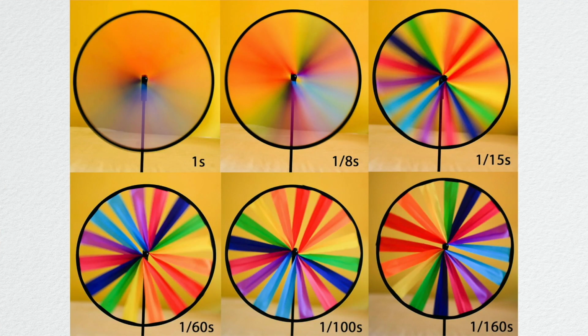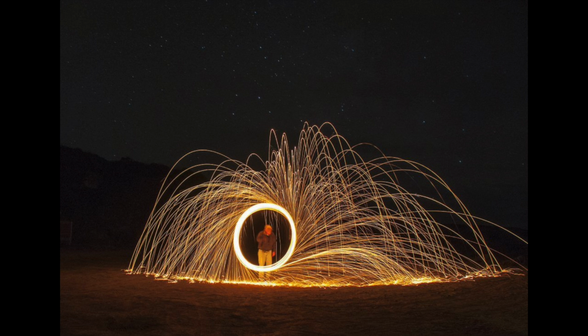Secondly, the shutter speed, which is the time your camera is exposed to light. The longer it is exposed to light, the brighter the image gets. Its side effect is that it can cause moving objects to get blurry. This blur can be used in a creative manner as seen.